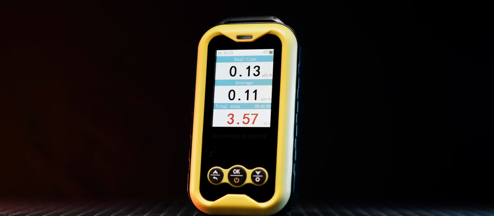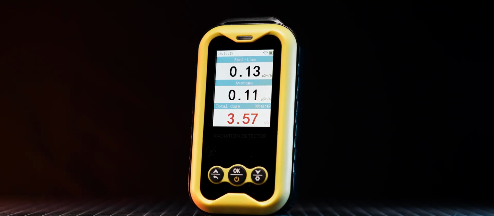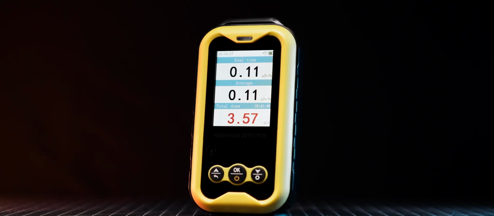Today, we're taking a closer look at the FS5000 meter and whether it is the ultimate budget Geiger counter.